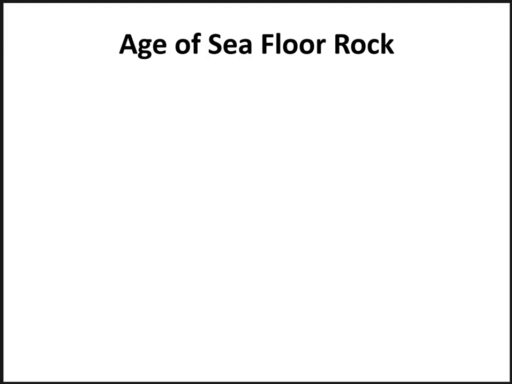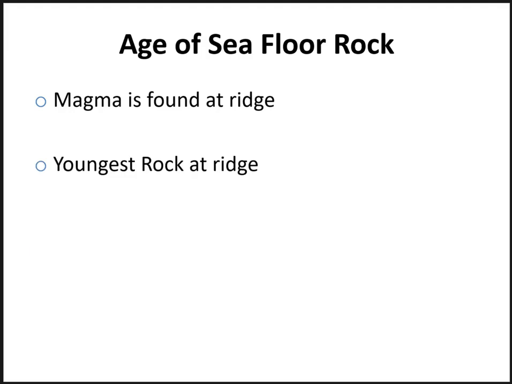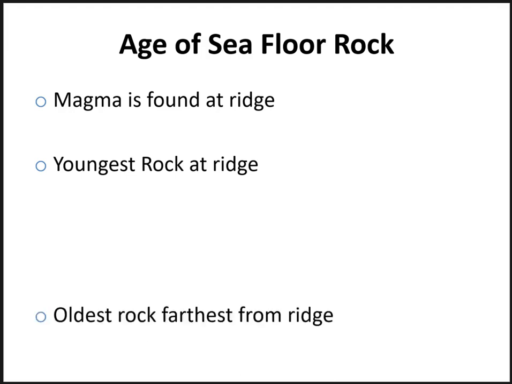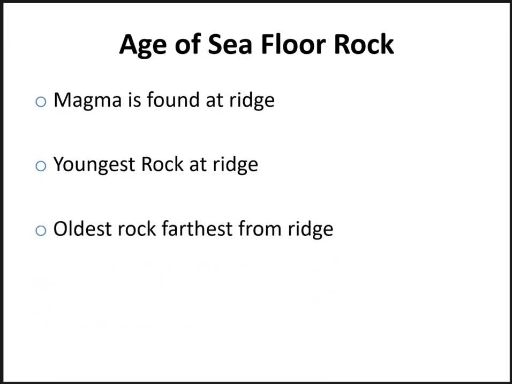So scientists needed some kind of evidence to support this seafloor spreading. The first one is the age of the seafloor rock. Because magma is found right at the ridge, where the crack in the plate is, that is the place where the youngest rock is going to be found. So young rock is found right at the rift, and as you get further and further out from that ridge, the rock gets older and older and older.